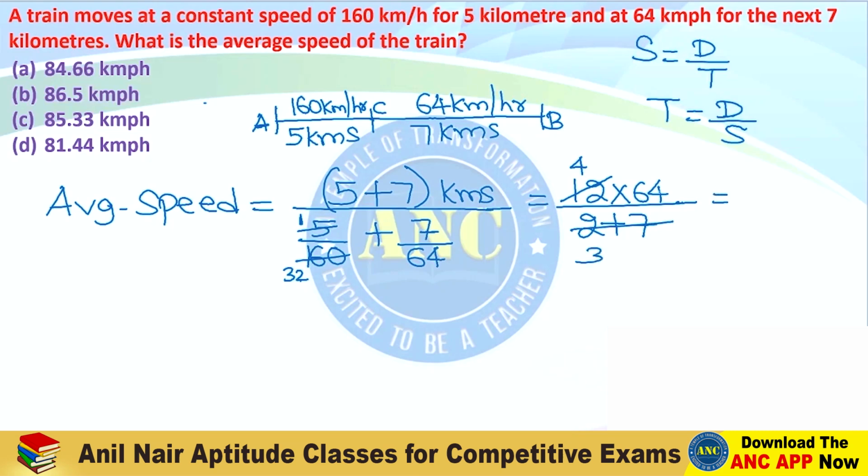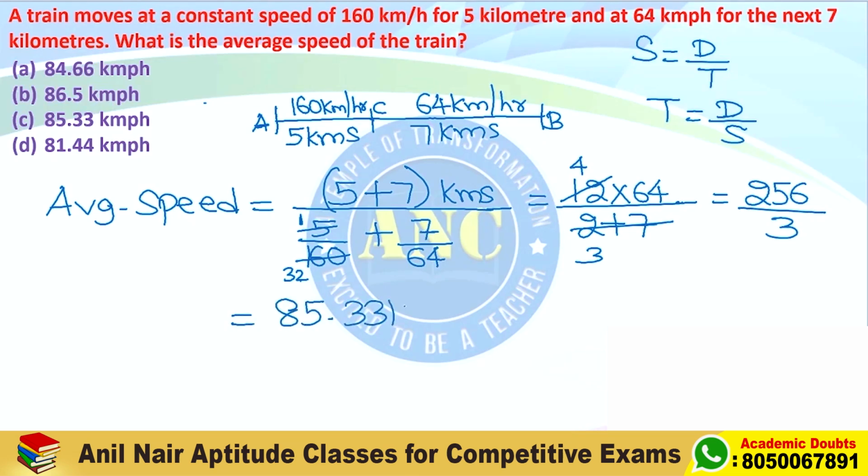So this I can further simplify as 3 into 4 and 3 into 3 is 9. So 64 into 4. 64 into 4 is how much? 60 into 4 is 240. 4 into 4 is 16. 256 divided by 3. Average speed for this train is 85.33 kilometers per hour. But I will not encourage you people to use this kind of methodology for sure.